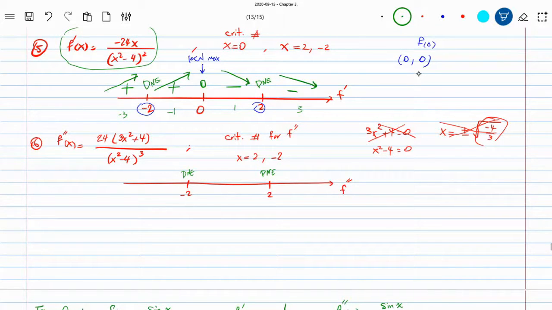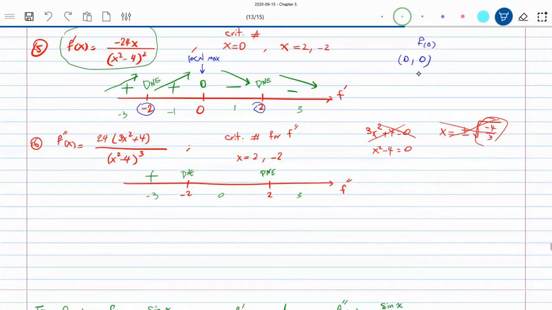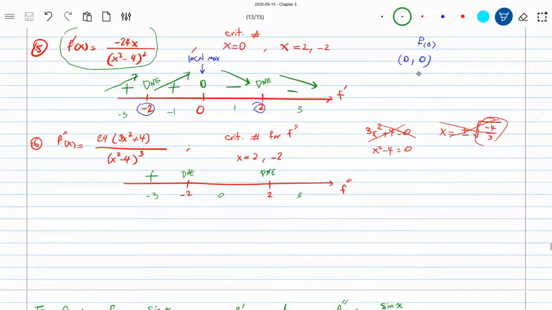How about test points? You pick -3, 0, and 3. Replace into the second derivative. You replace -3. Numerator would be positive. Denominator would be a positive number. So here you will have a positive. If you replace 0, what you would get is positive divided by negative. So you'll get negative, and here you get positive. Again, you don't need to figure out what is the number precisely. You're just looking for the sign.